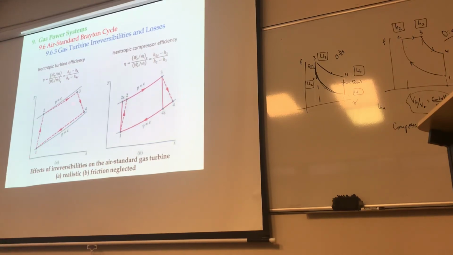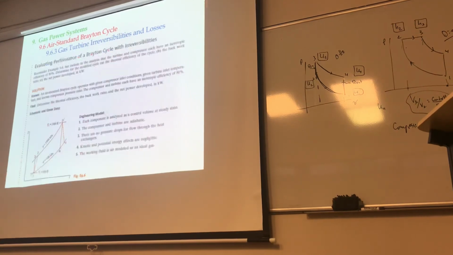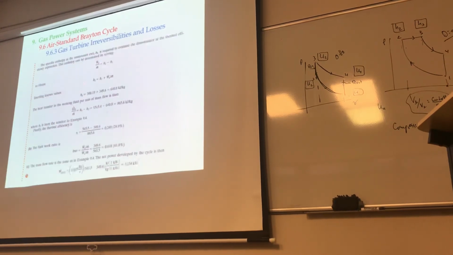Now, if you ask me, is it more complicated to analyze these two than the ideal ones? Yeah, because you have to include these steps to actually get the values, let's say, of H4 based on H4S, and to get the value of H2 based on H2S by using the isentropic efficiencies. Okay, and this example is just repeating that first one with the isentropic efficiency.